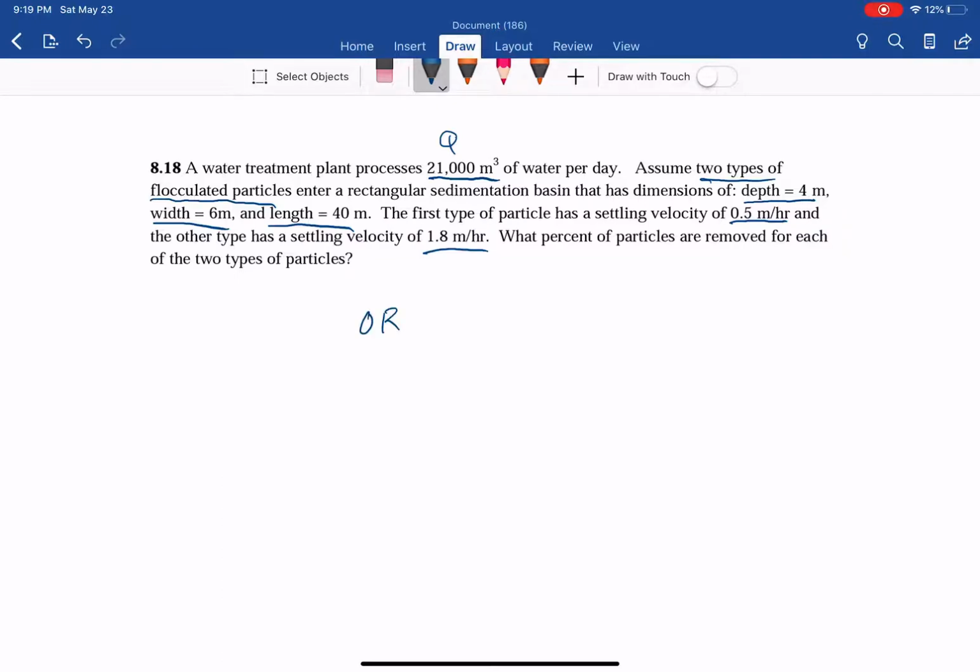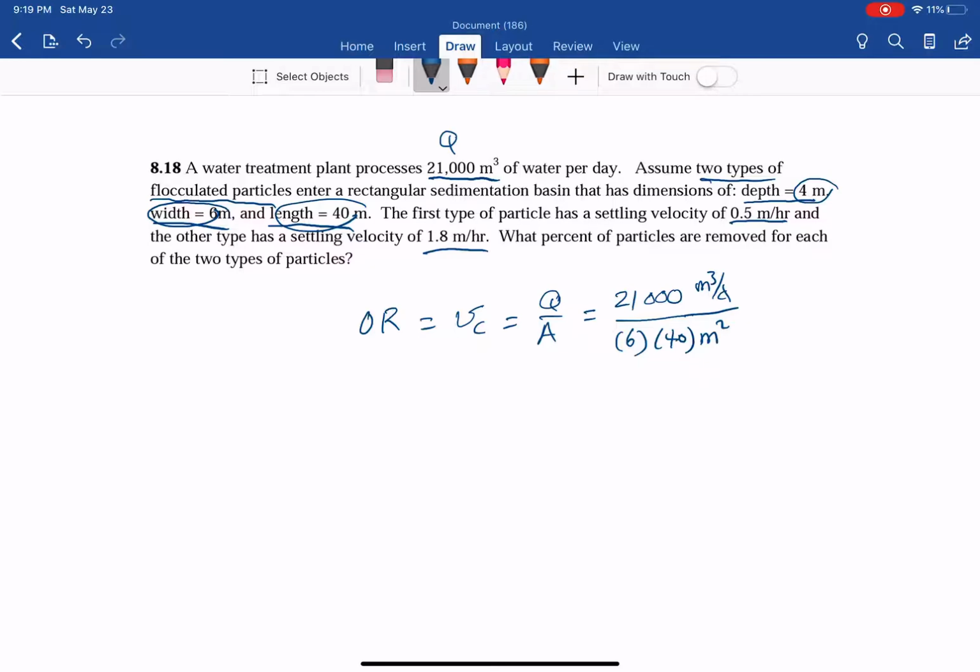So let's find OR, V critical, Q over A. 21,000 over the area of the basin. There is a depth, but we will not use the depth for the area. This is for the volume. We use only the width and the length. Okay, so don't make this mistake. It's 6 times 40 meters square. The 21,000 is meter cube per day.